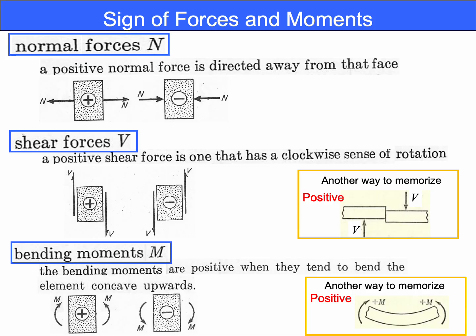For normal forces, the positive direction is defined to be positive when the force vector is oriented to the external direction of the cut, like this. And when the forces are in the direction toward the body, it is defined to be negative. Okay, so this is quite easy.